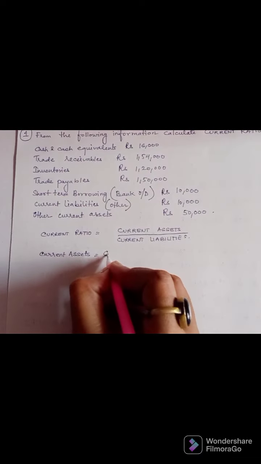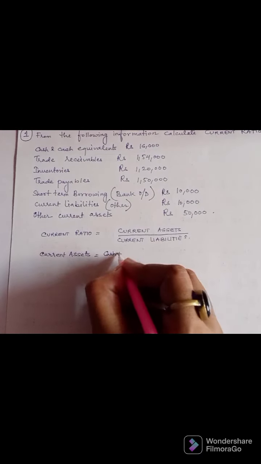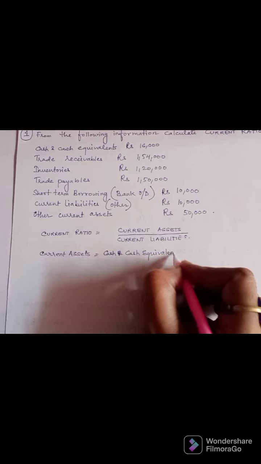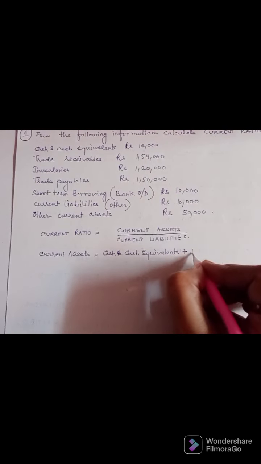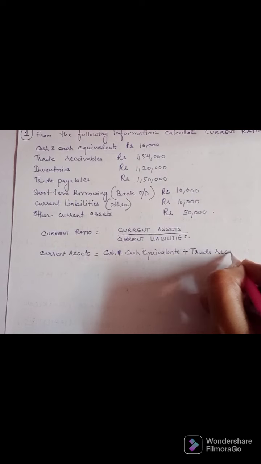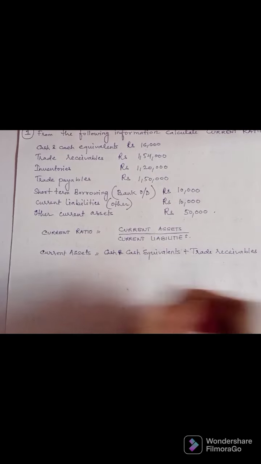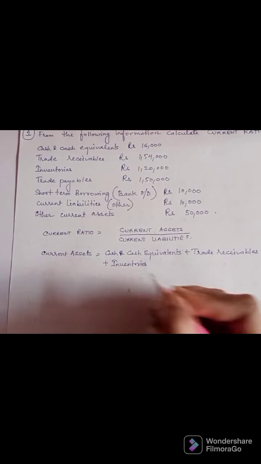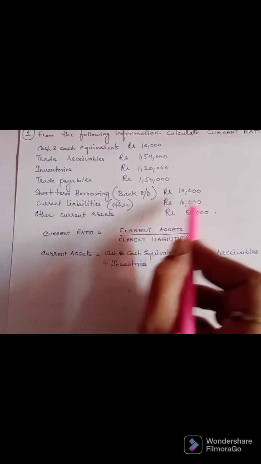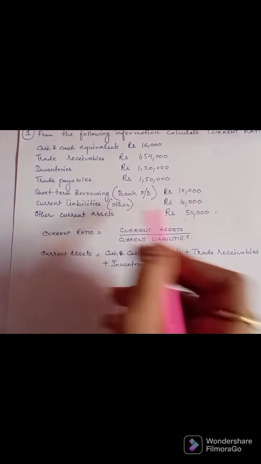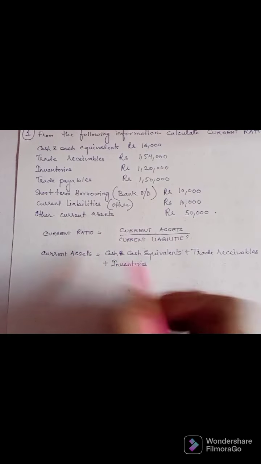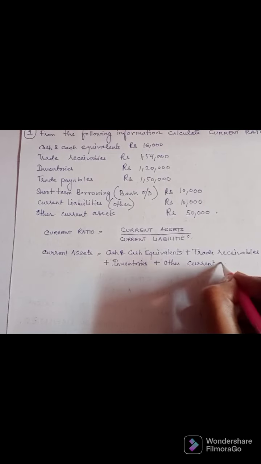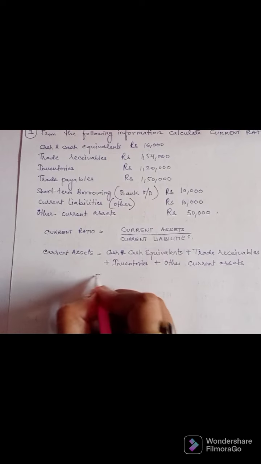So first is cash, or cash and cash equivalents. Then you have trade receivables. You have inventories. Trade payables is a liability. Short-term borrowing is also a liability. Other current liabilities obviously fall under liabilities. And they have mentioned something like other current assets.